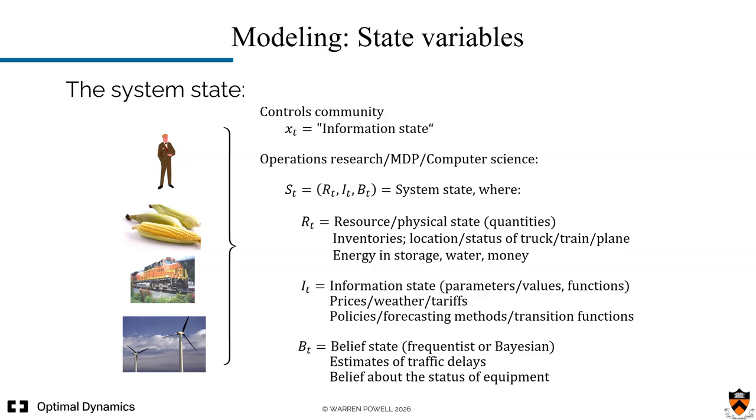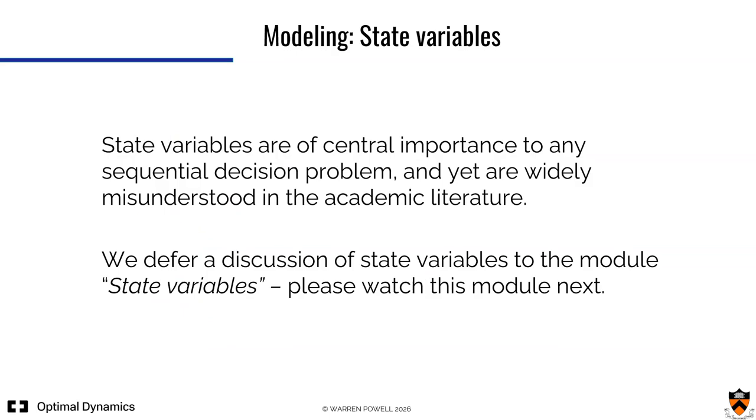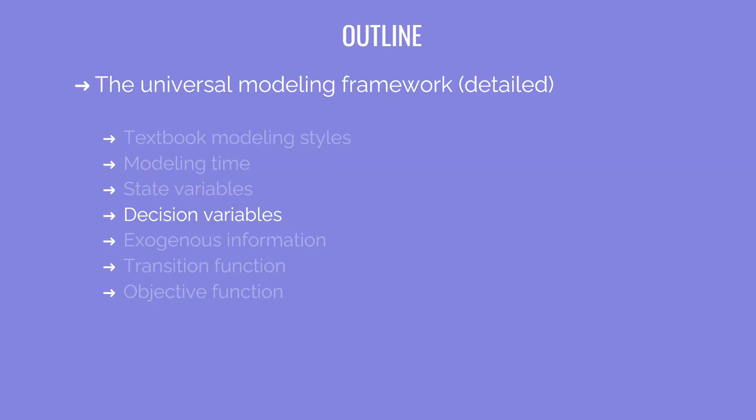Now, state variables are a huge topic, an incredibly important topic, and one that's very poorly understood in the sequential decision literature. I'm going to stop here on state variables because I'm going to dedicate an entire module to state variables. So we're going to defer the rest of that conversation just because it's so important and it's such a big topic. Okay, number 2, decision variables.